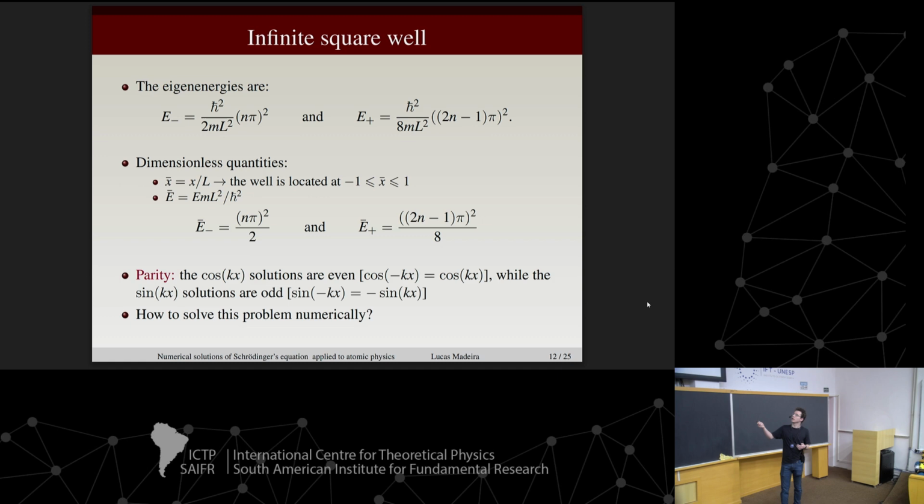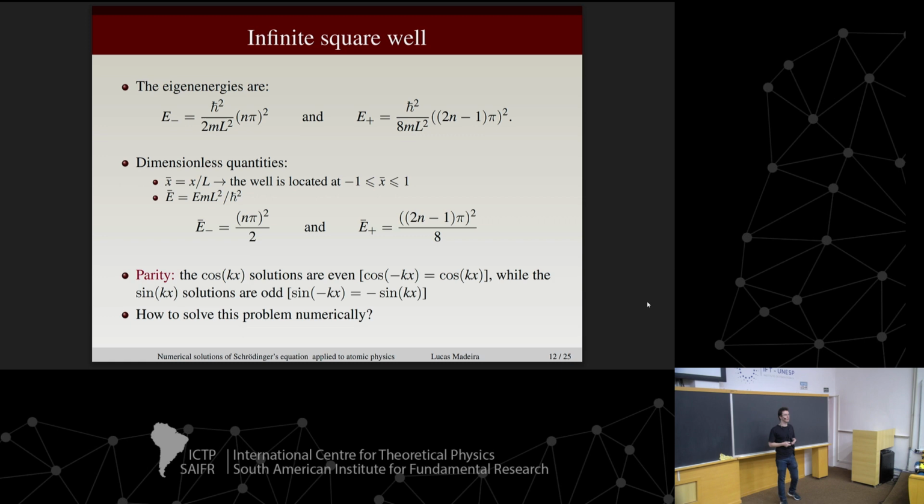Now, if we use those dimensionless quantities that I was talking about in the beginning of the lecture, I can use the typical length scale L, so half of the size of the well, as my typical length scale. And then my well runs from minus 1 to plus 1, okay? And my dimensionless energy, I have to multiply by m L squared and divide by h bar squared. Which they take these simple forms here. And we can see that the lowest energy possible would be this one here, which would be pi squared over 8. That would be, in those dimensionless units, the energy of the ground state.